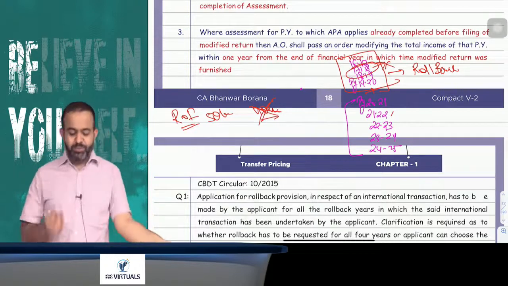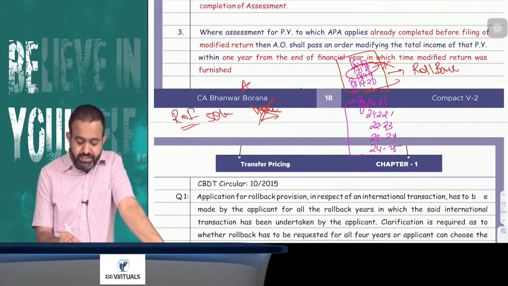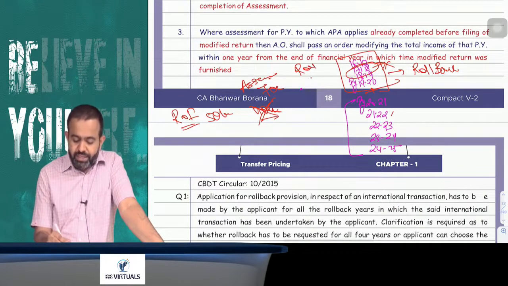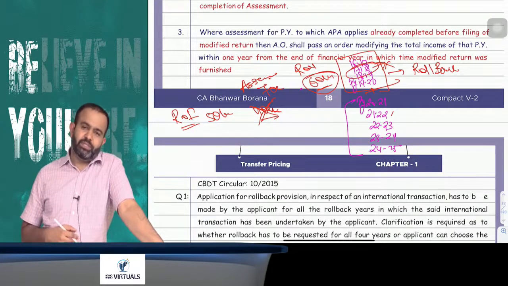But guys, what happens? Suppose your returned income was 50 lakh. But the assessing officer made the assessment and assessed income is 70 lakh. Now due to rollback, your income comes to 60 lakh. Is rollback applicable or not? Answer is yes. In that case, rollback is applicable. You got my point or not?